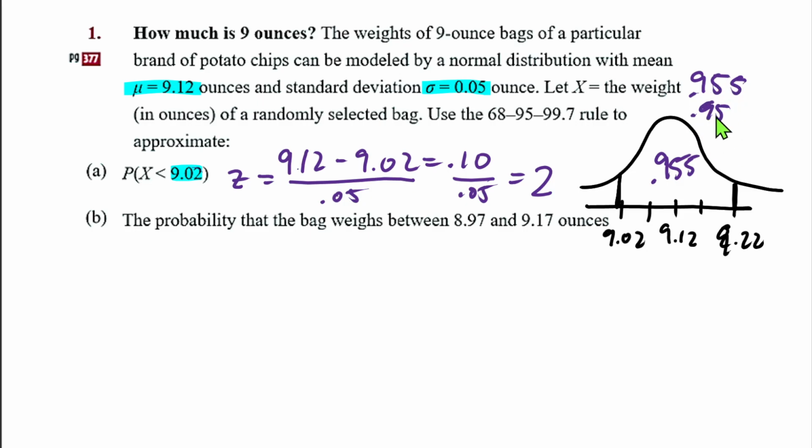Either way I will accept, and I will be very clear on our quizzes. For this, let's just go with 955. So 95.5%, 0.955 are within this range. They're asking, what's the probability that x is less than 9.02? So they're really asking you, what is the probability of being in this little area here?